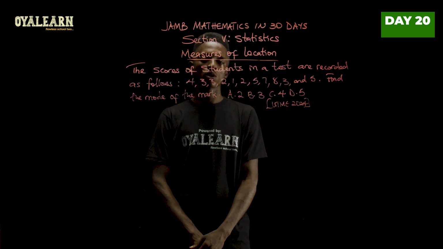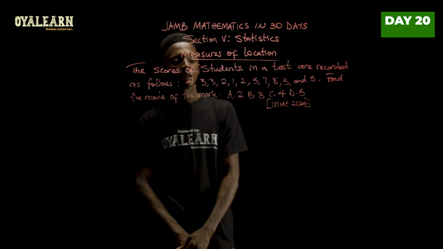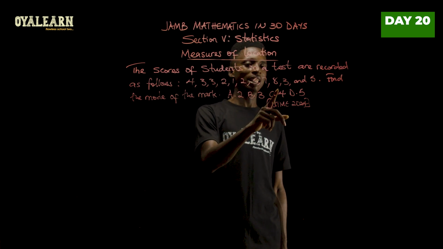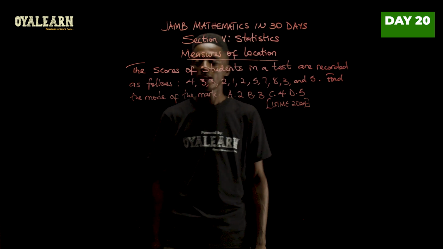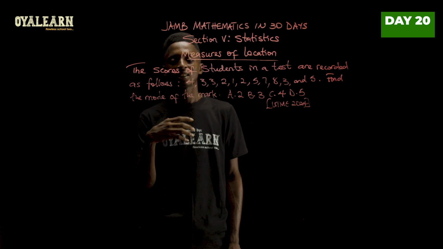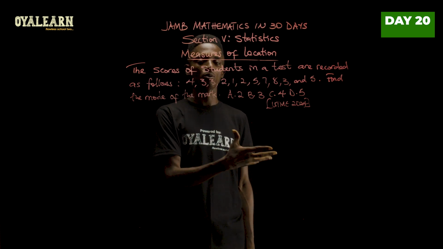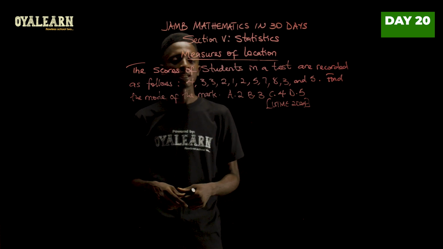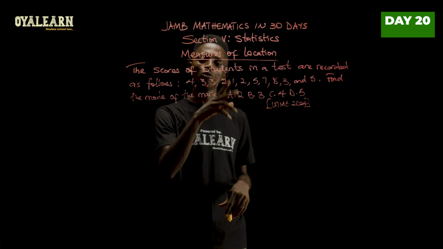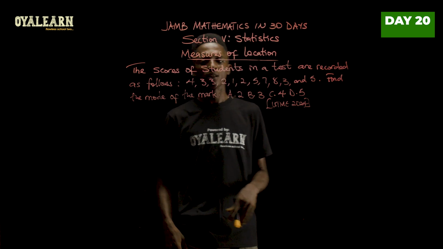In this question from 2024, we're told the scores of students in a test are recorded as follows. And then we have the set of data as 4, 3, 3, 2, 1, 2, 5, 7, 8, 3, and 5. And we have to find the mode of the marks. Now, mode refers to the entry that appears the most. That's a figure that is entered multiple times, that is entered the most, right? And when we look at the figures in this data, we have 4, we have 3s, we have 2s, we have 1, there is a 7, there is 8, there is 5, and so on.